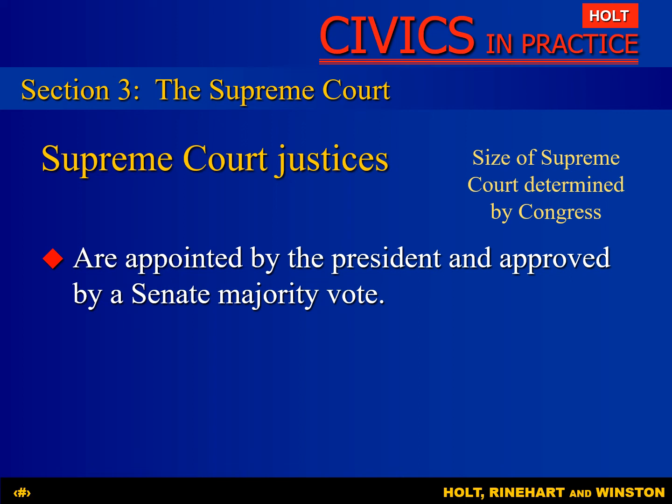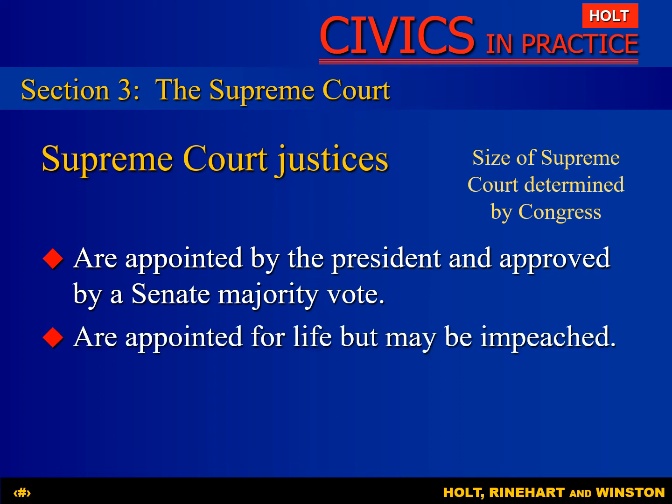Now, a justice can stay for as long as they want, but they can be impeached. So justices are appointed for life, but just like the president can be impeached, a justice can be removed through impeachment.